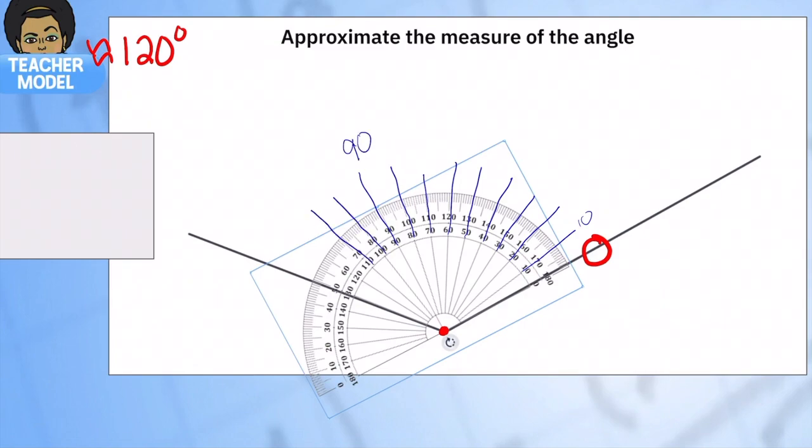100, 110, 120, and here we are. We're at 130 degrees. So I was not very far off at all. I was only a difference of about 10 degrees. So this angle is absolutely obtuse.